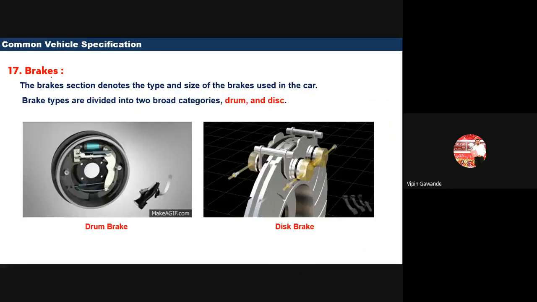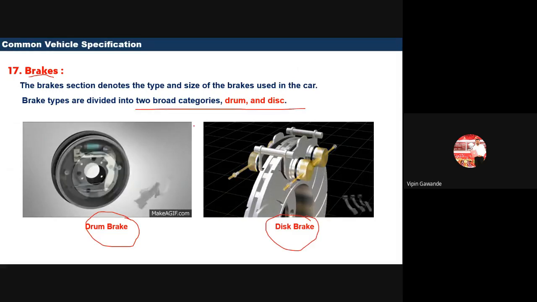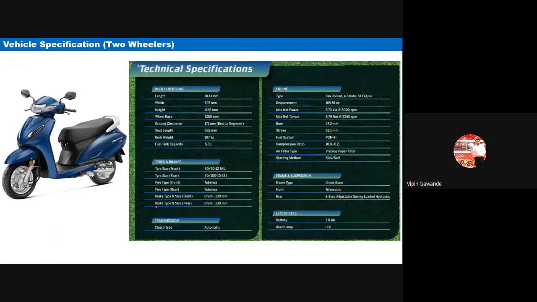Okay. Then brakes, there are two types of brake. One is called the drum brake, we'll see the details afterwards, and the disc brake. So drum brakes and disc brakes are there in many vehicles. I have told you in Pulsar we have disc brake, while in Activa we have the drum brake. So these are the specifications we have seen, and we have discussed the different specifications that are mentioned on the vehicle.